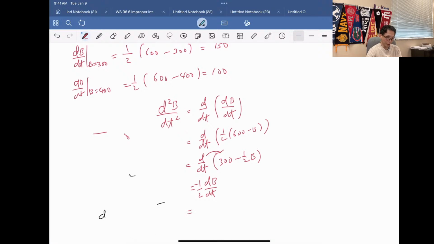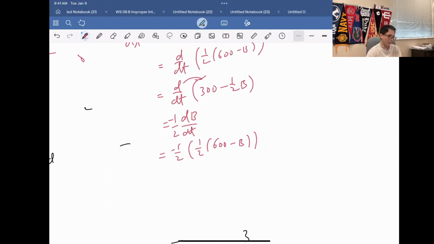So we know that dv/dt is 1/2 times 600 minus b, because they say we cannot answer the question with dv/dt, but we don't have dv/dt. But we have the amount of bears. We have 450 bears. So it'll be negative 1/4 times 600 minus b. Now we have 450 bears, so it's going to be negative 1/4 of 600 minus 450. So that's equal to negative 150 over 4. And that's concave down.